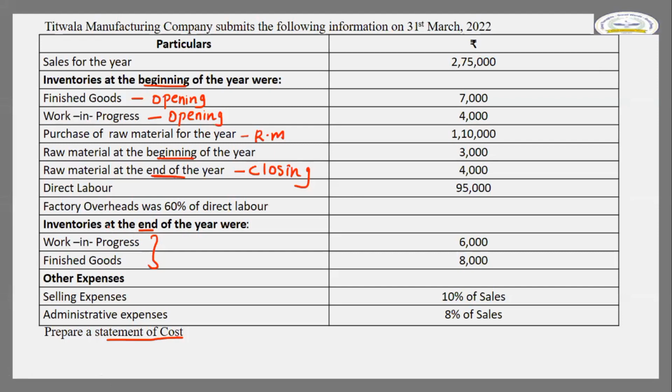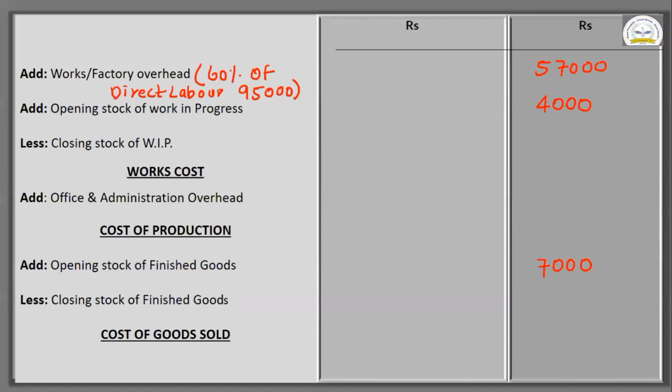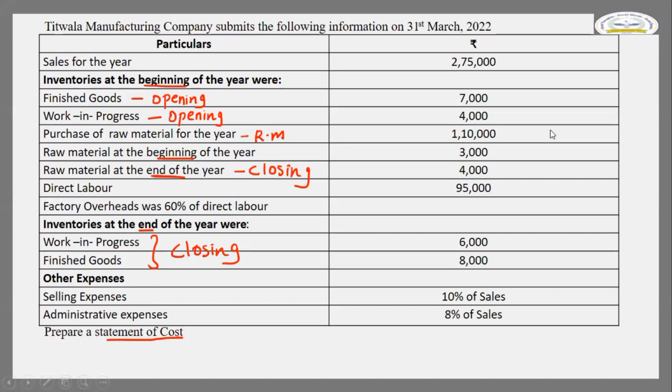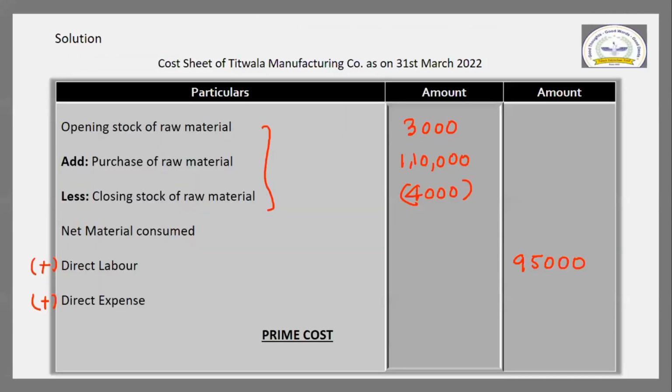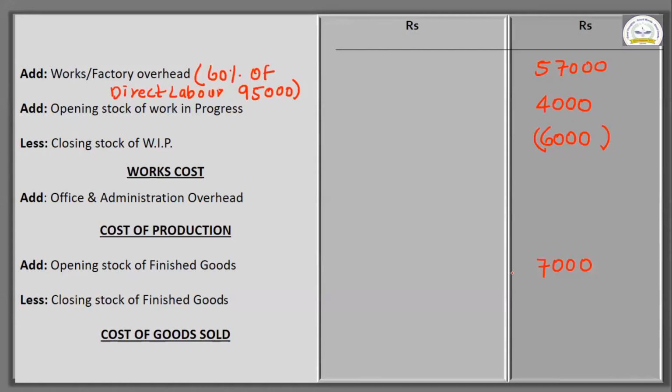So we'll write 57,000 in the outer column. Then next one is inventories at the end of the year. It means work in progress, closing. Both closing, work in progress and finished goods. Work in progress 6,000 rupees and finished goods 8,000. So we'll write work in progress closing stock of WIP. We'll write 6,000 rupees as 6,000 is given in the question. So we'll less this. And inventories of finished goods 8,000 rupees. So we'll write 8,000 here.